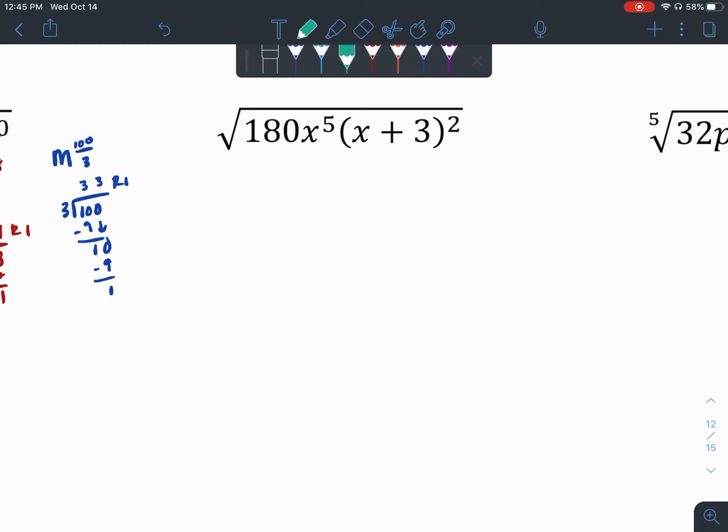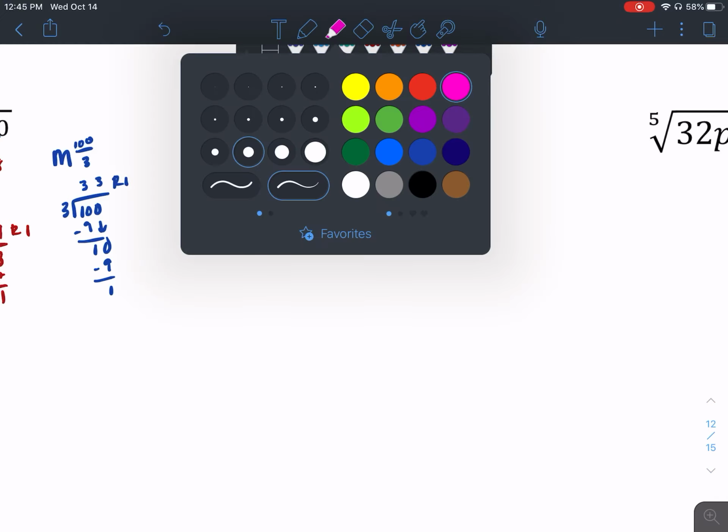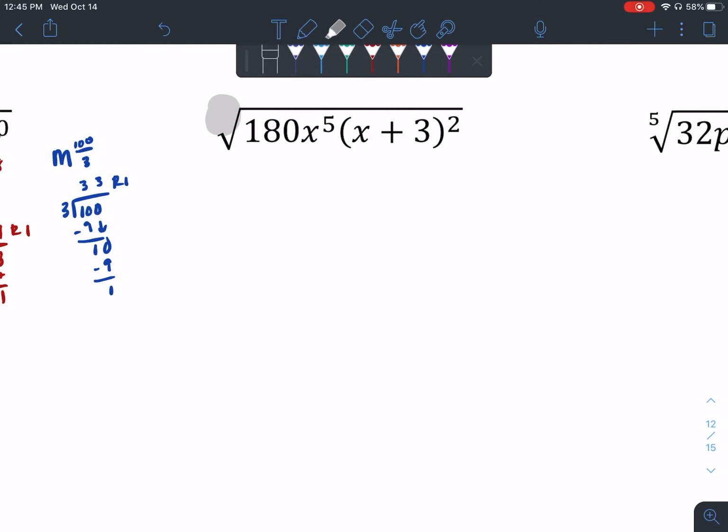Moving over to this one. The first thing I want to check, as always, is my index. Nothing is here, so I know that's really a 2. So I'm going to be looking for things that show up twice. So just as always, I'm going to start with my numbers. I know this immediately breaks down to 18 and 10. 18 I can break down to 9 and 2. 2's done. 9 is 3 and 3. 10 I can break down into 2 and 5.